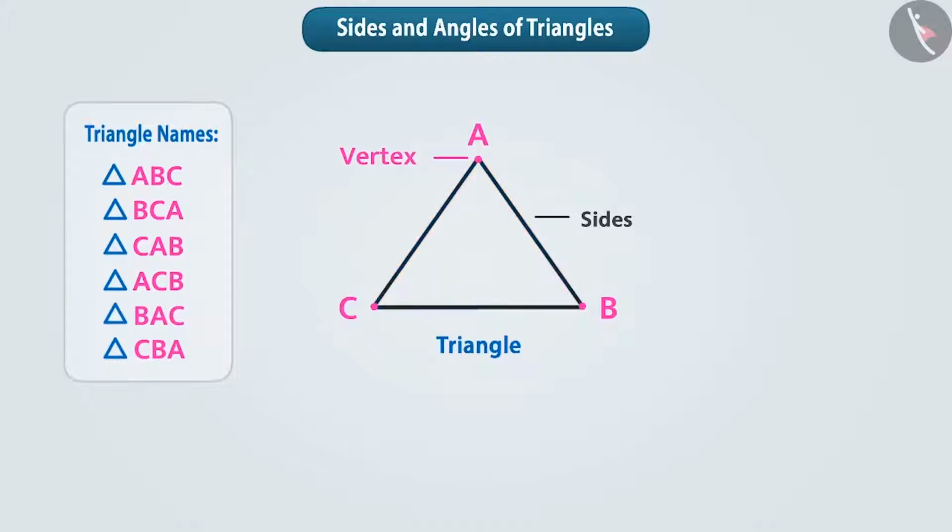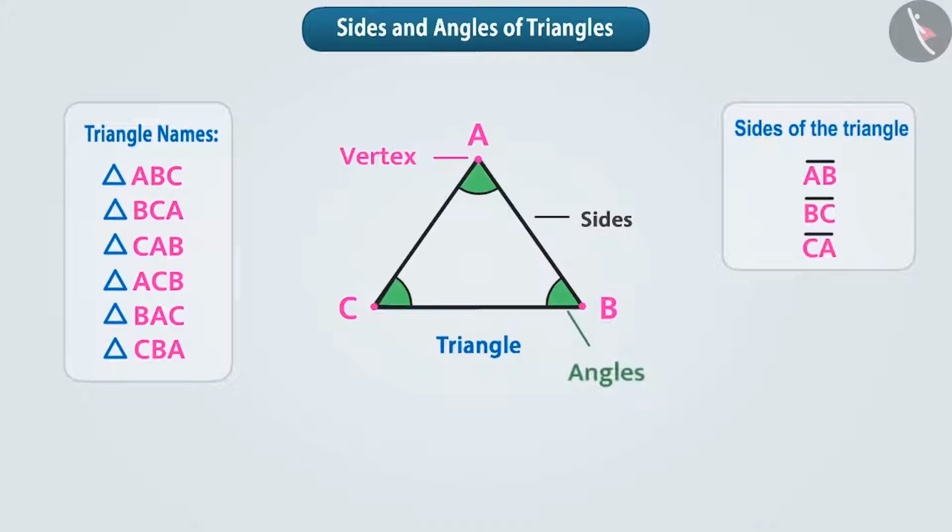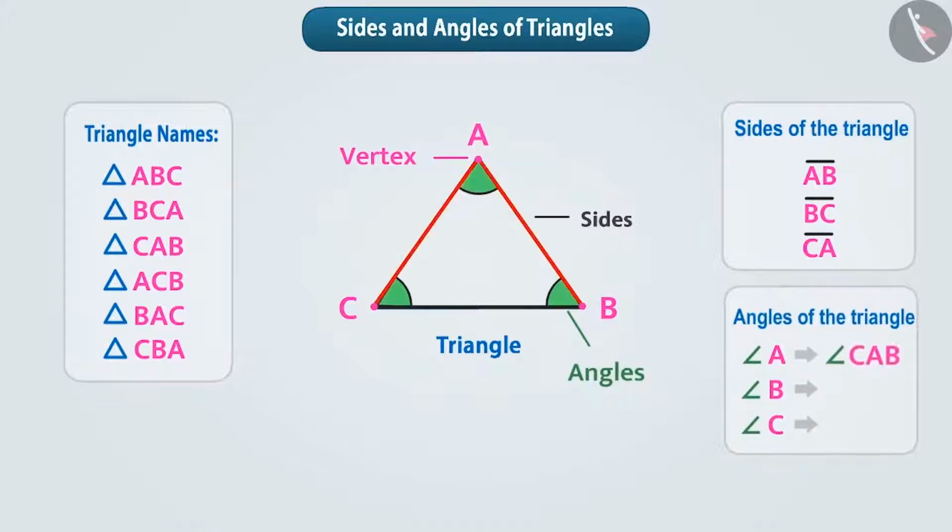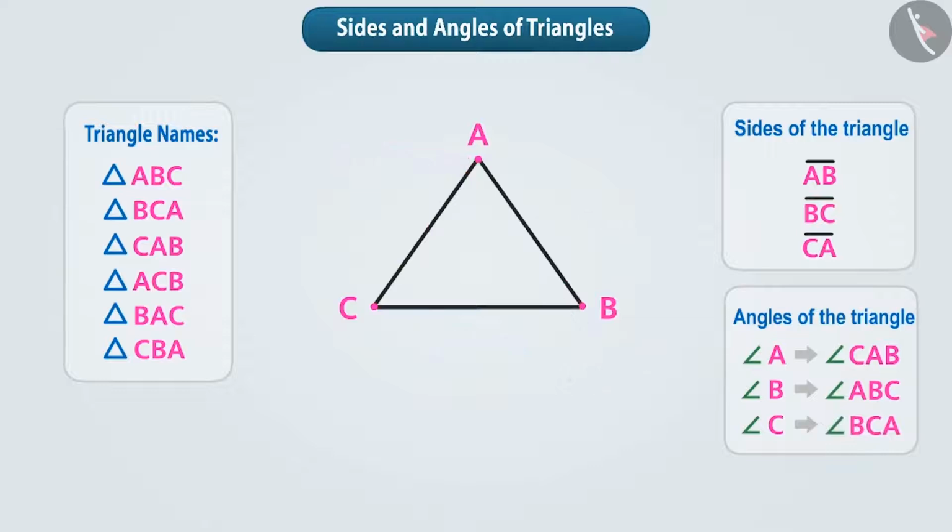We can see that triangle ABC is made of three sides: side AB, side BC, and side CA. This triangle has three angles. These are named angle A, angle B, and angle C. To describe them more precisely, angle CAB, angle ABC, and angle BCA can be their names. Now, BC is the side opposite to angle A. Similarly, AC is the side opposite to angle B, and the side opposite to angle C is AB.